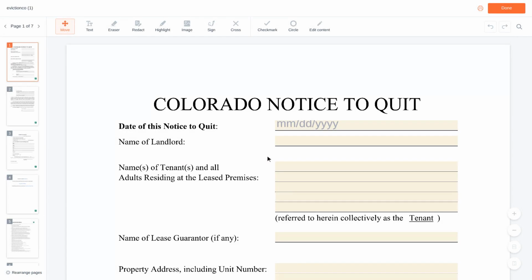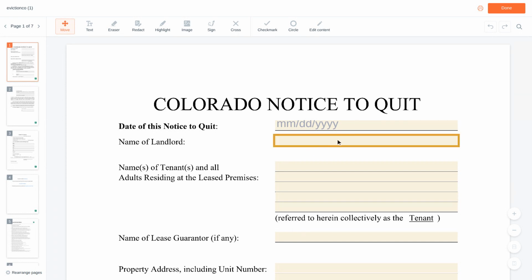Let's fill out the Colorado Eviction Notice together, the written notice a landlord serves before an eviction case can begin, and check what the state asks of it as we go. Start at the top with the date of this notice.